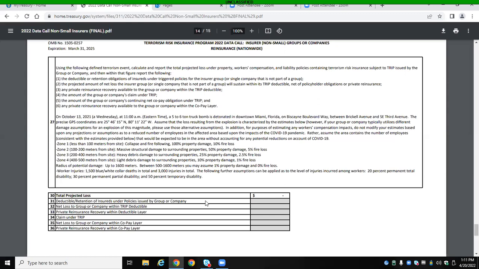Other than that, in the scenario, we do provide some information concerning estimated employee injuries, but it does not require you to estimate any potential liability exposures. So again, this is an exercise for property insurance and workers' compensation payments only. And because of the difficulty of trying to figure out who might have liability for something, we're not asking here for any effort to try to predict that. So after all that, I don't have anything else in terms of what I've prepared.